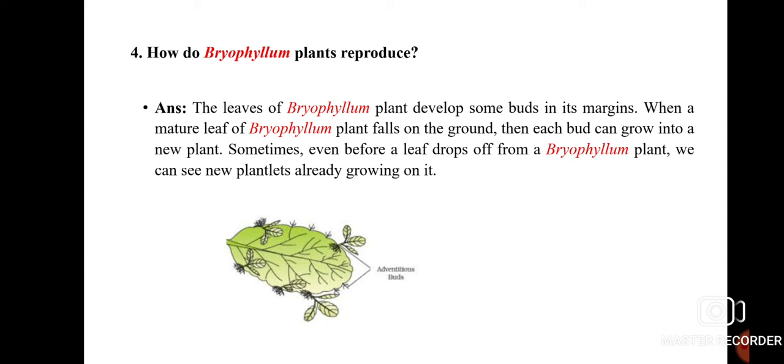Here you see in this diagram, the adventitious buds are present along the leaf margin. When the mature bryophyllum leaf falls onto the ground, each bud can grow into a new plant. Sometimes even before the leaf drops off from the plant, we can see new plantlets already growing on it.